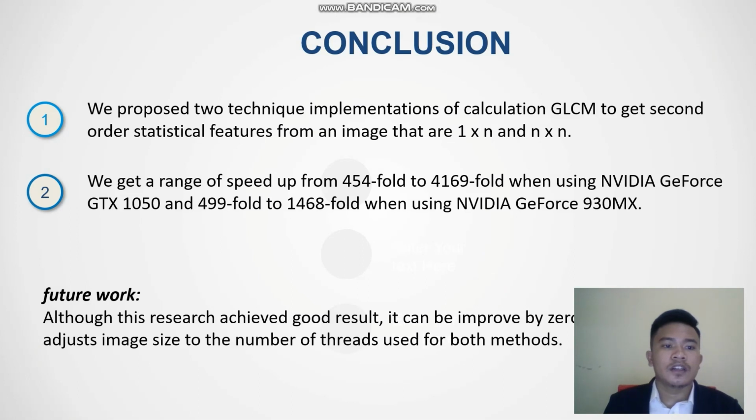Conclusion. The first is we propose two techniques for implementing the GLCM calculation to get second order statistical features from an image, which are 1 cross n and n cross n, where n in this paper is 2. And then we get a range of speedup from 455-fold to 4169-fold when using NVIDIA GeForce GTX 1050, and 499-fold to 1168-fold when using NVIDIA GeForce 930MX.